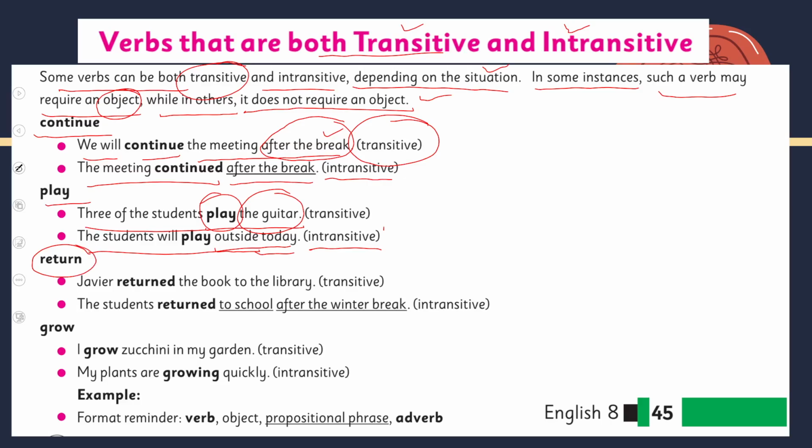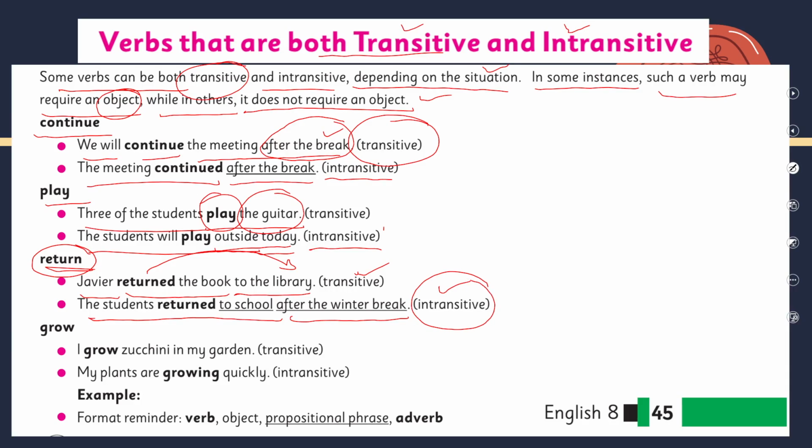Now moving on to our word return. Let's see if it can function both transitive and intransitive. So Javier returned the book to the library. This is transitive because the book is being returned to the library. We have a direct object. Whereas the students returned to school after the winter break, it is intransitive because there is no direct object mentioned.